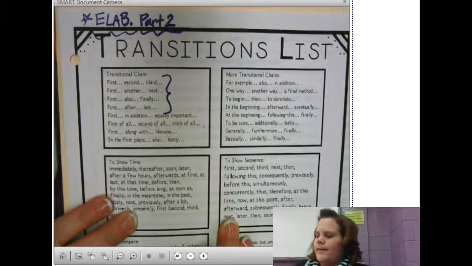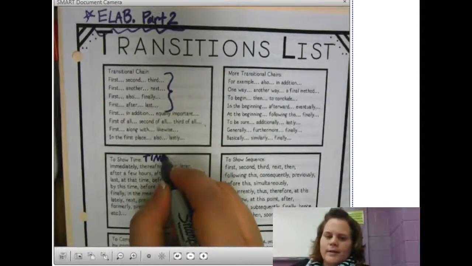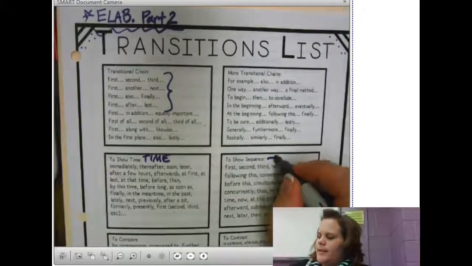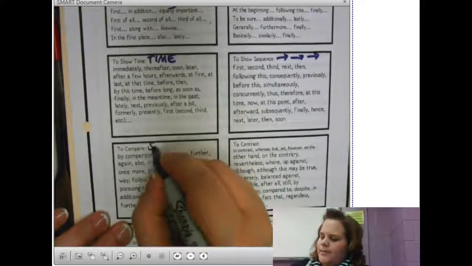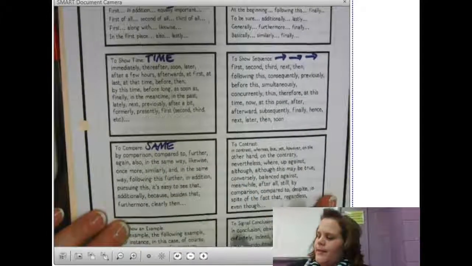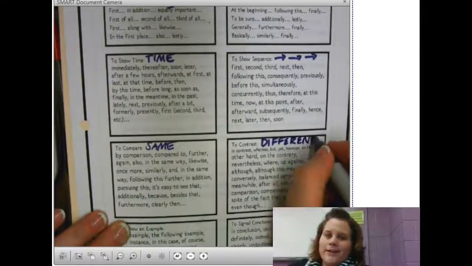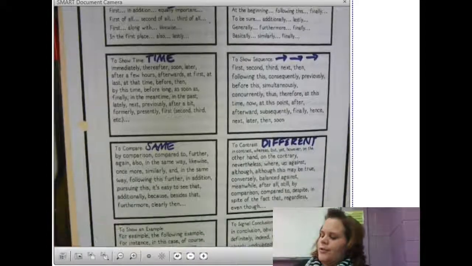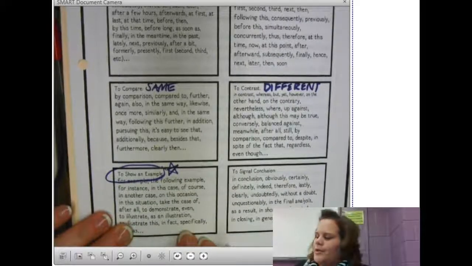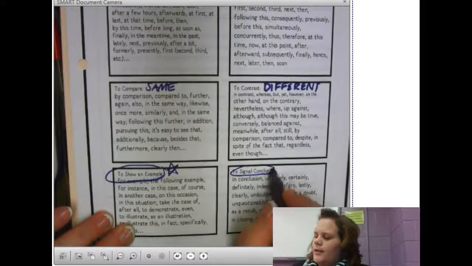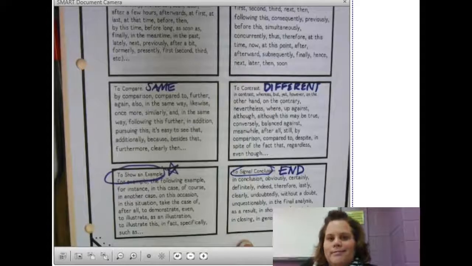It says transitional chain. These show time. These show sequence, which would be like this, then this, then this. Comparison means how things are the same. Contrast means how things are different. And honestly, if I write it, you write it. To show an example, I want you to put a star because these are ones you're definitely going to use for types of elaboration. And then to signal a conclusion, you would put at the end. You could say the end of a paragraph or the end of an essay.